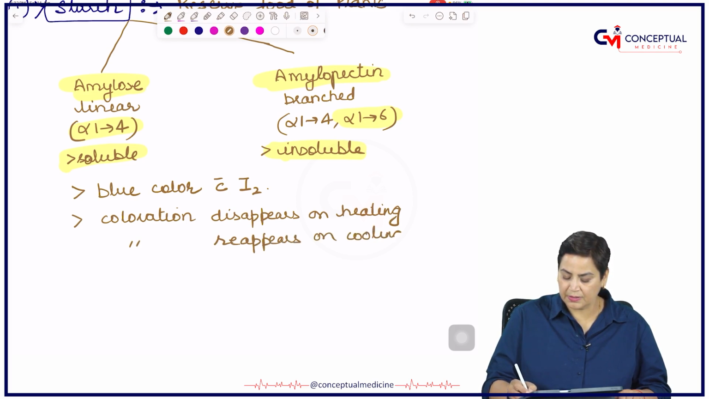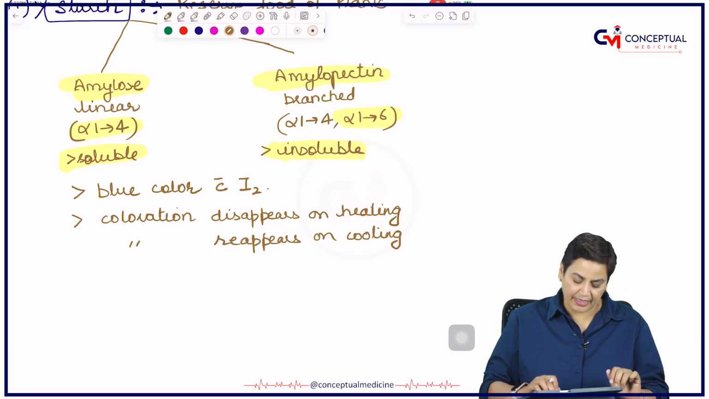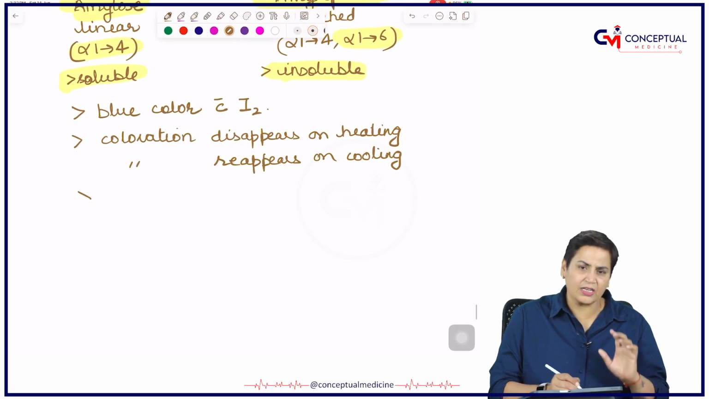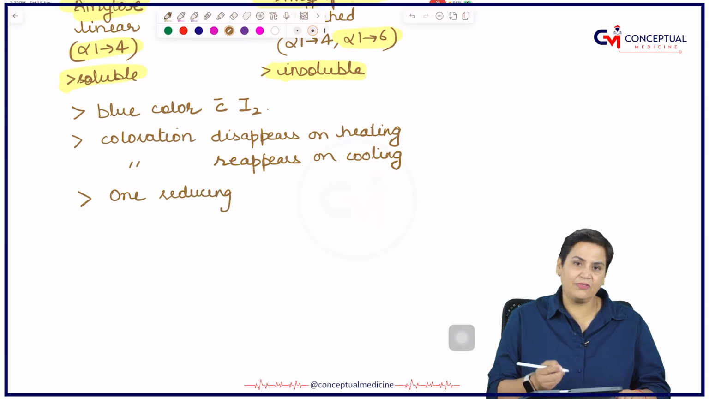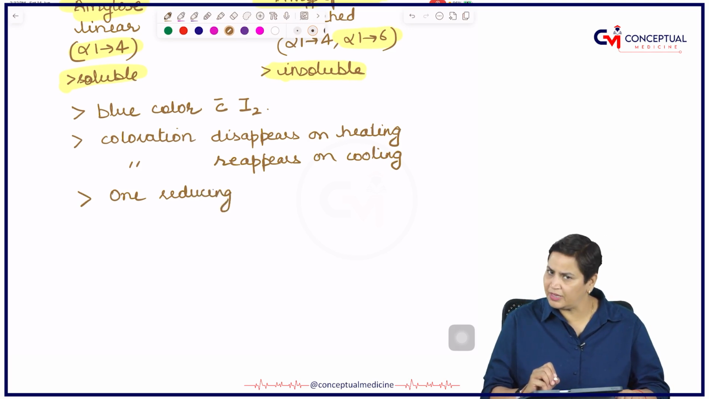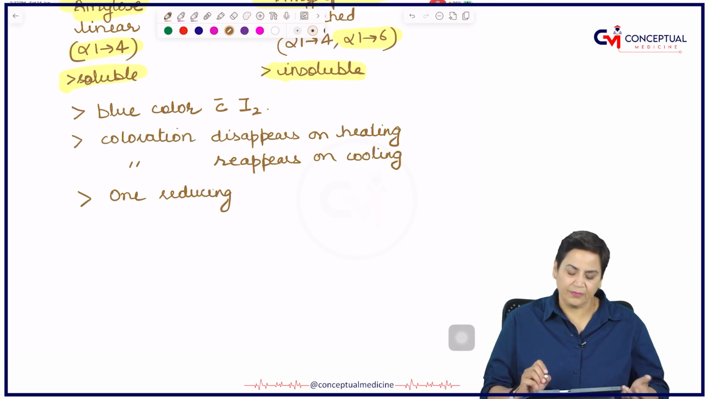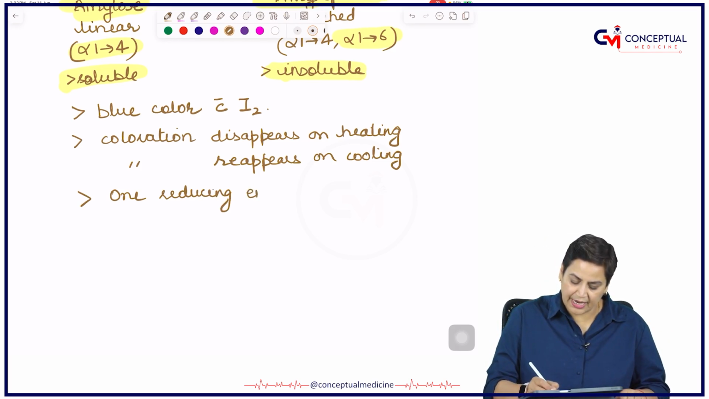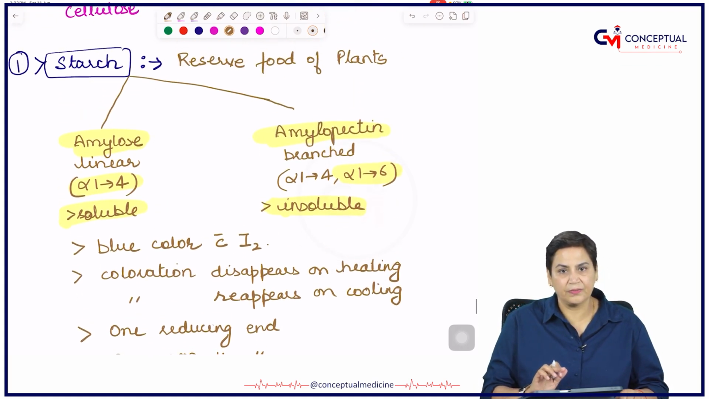Very important. So this is starch, which exists as amylose and amylopectin. Another important thing is that starch always has one reducing end. Somewhere down the line it will have one carbon atom, carbon 1, free, because the chain is going to end at one corner. So it has one reducing end and one non-reducing end. So this is all about starch.